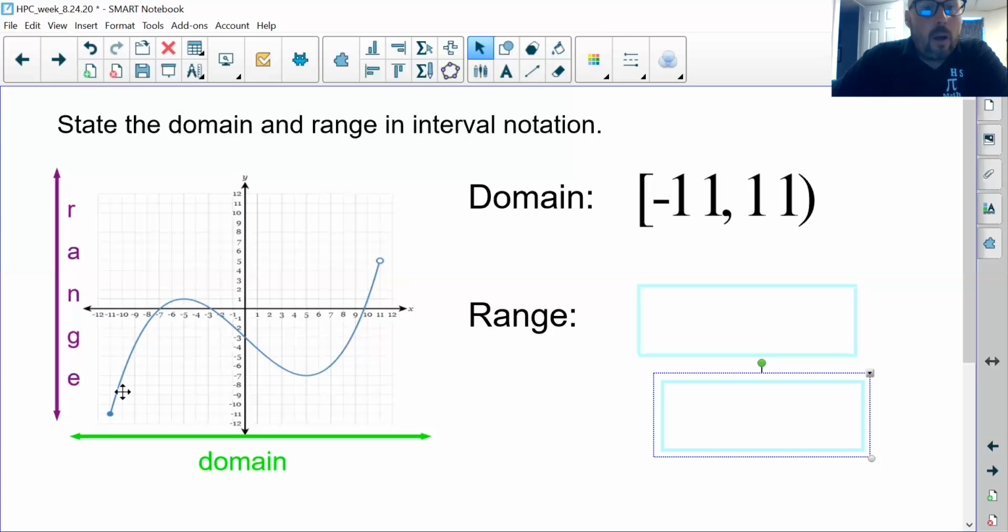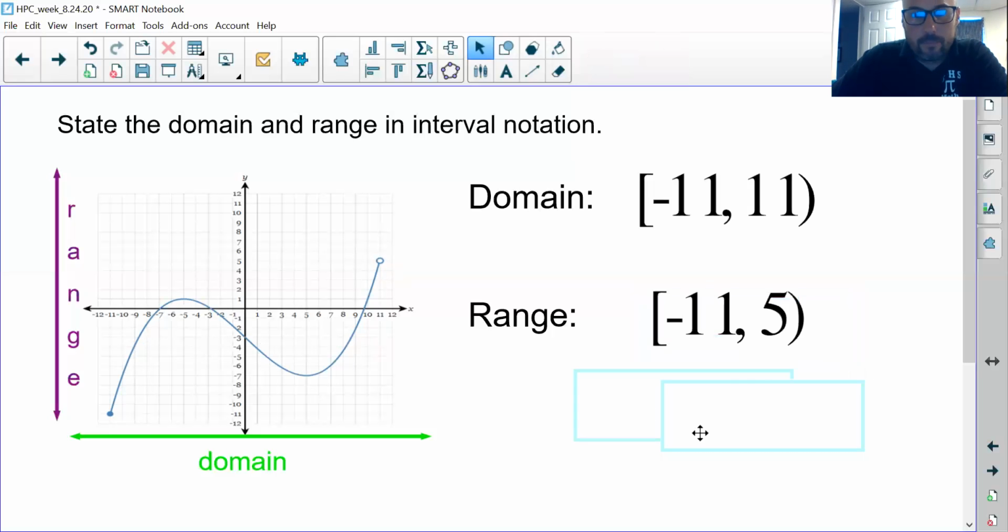And if you go upwards, -4 is a range value that's occurring 3 times. That's okay. -3 is a range value, -2, 0 is a range value. There are 3 of those, 3 zeros. 1 is a range value, but it even goes higher than 1. It goes all the way up to 5, and it does not include 5. So this is our range, including -11 and going all the way to 5. Every number within that set.